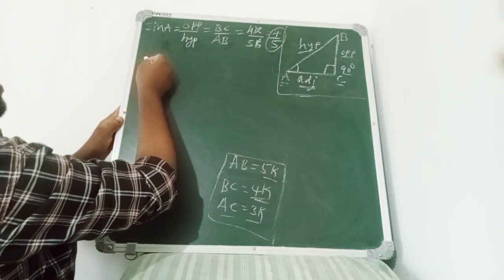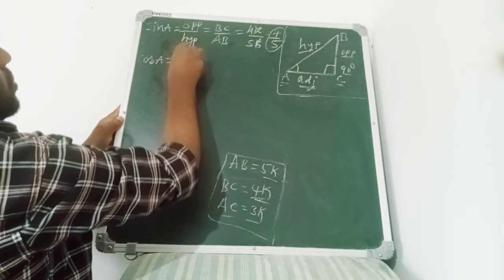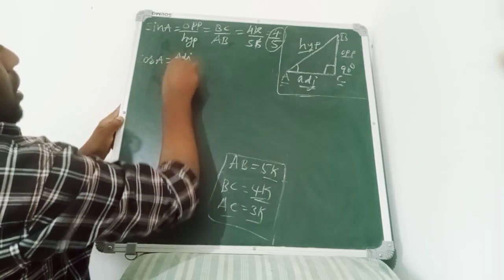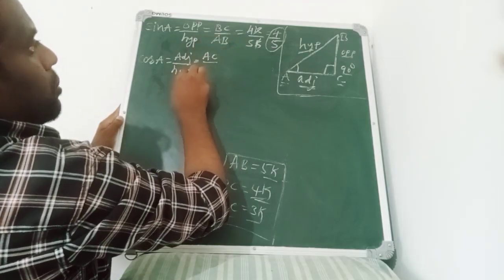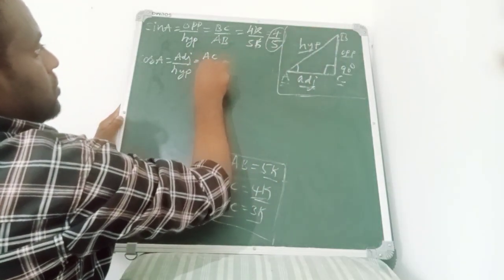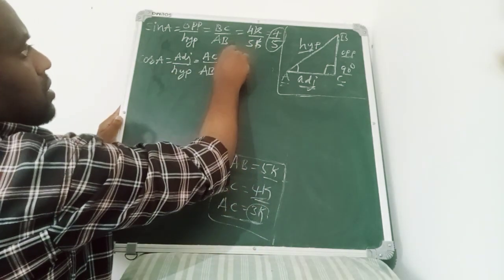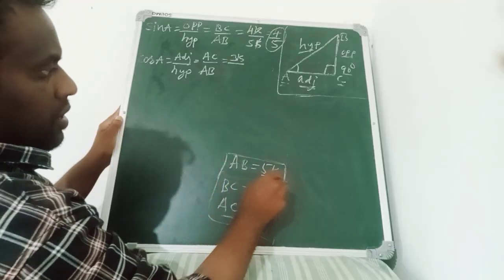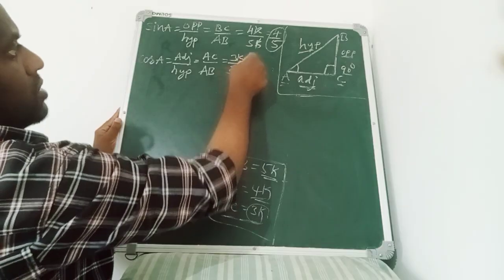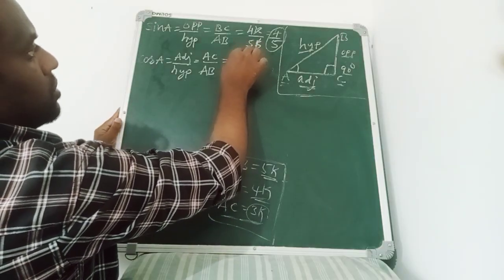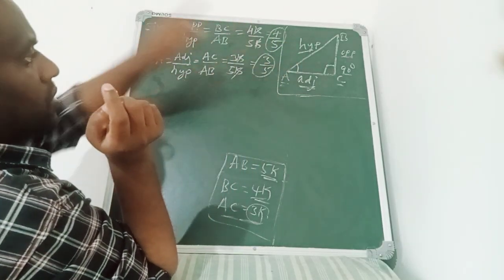Next, what is there? cos A. Cos A is equal to adjacent divided by hypotenuse. So adjacent from the figure AC, hypotenuse from the figure AB, that is equal to AC is what? Here we have 3k. AB is what? Here we have 5k. Next, k is common, so we have to cancel. So what is left? 3 by 5. Okay, so cos A is equal to 3 by 5.